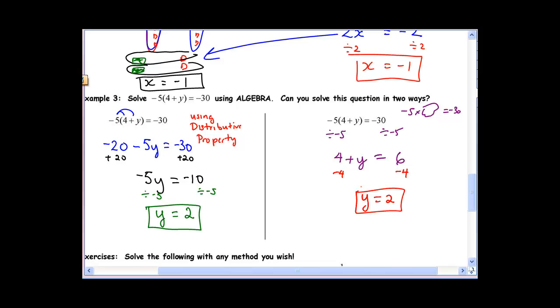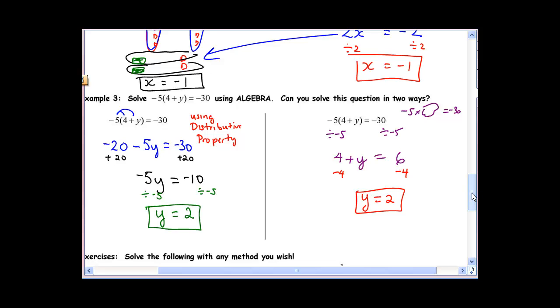But if I were to change the numbers, like for example, if I change this negative 30 into negative 32, then you're going to have to encounter decimals sooner than later. And it's up to you. If you want to do it this way, you can, but you're going to get decimals sooner than later. Your choice. So, I'd like you now to solve the following exercises underneath with whatever method you wish.